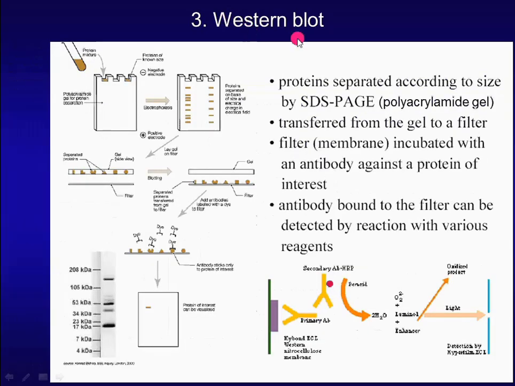Western blot is used to detect proteins. Similar to Southern blot, protein samples are first separated by a gel and then transferred to a filter. Different from Southern blot, a polyacrylamide gel is used to separate proteins. Antibodies are used to detect specific bands. This is a result. Each of these bands represents a protein.